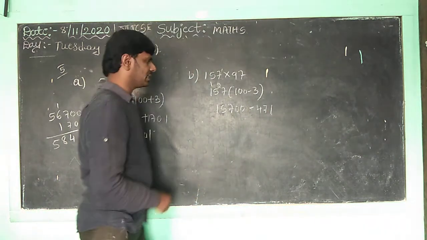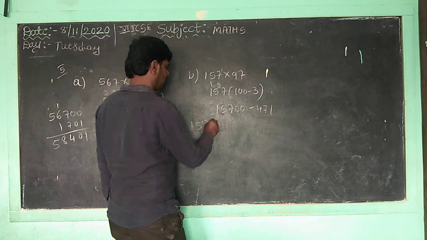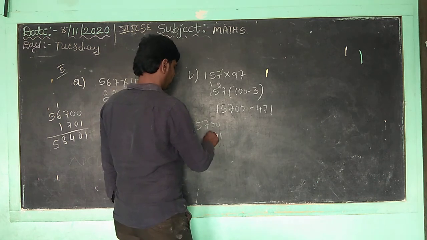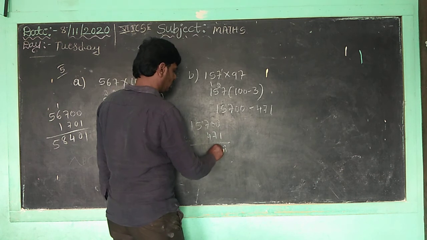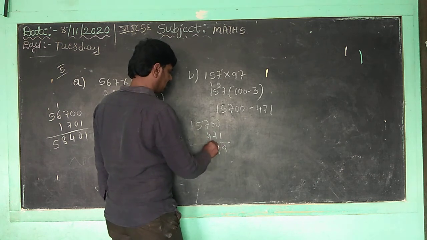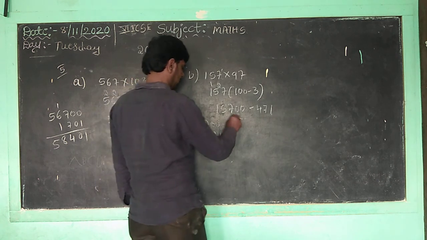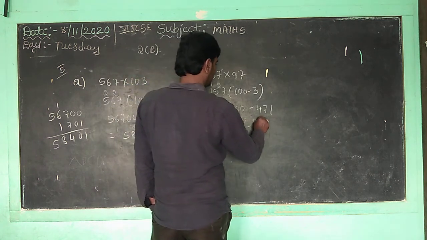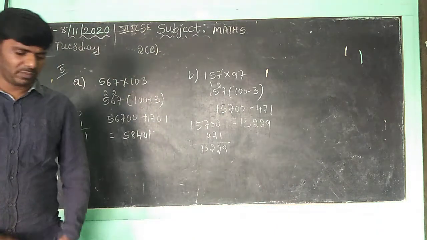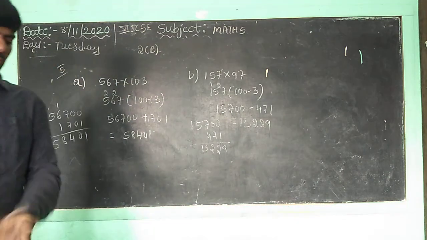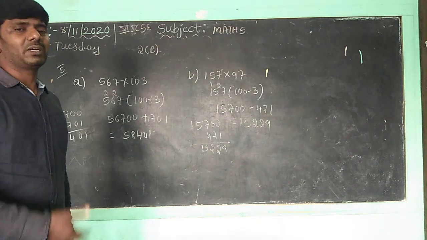Children, now you want to subtract 15700 and 471. So 10 minus 1 is 9. 9 minus 7 is 2. And 6 minus 4 is 2. So 15229. Children, this type of problems is there. Remaining problems in 2 and 1 are homework, children. Today this session is end, children. Tomorrow we continue this.